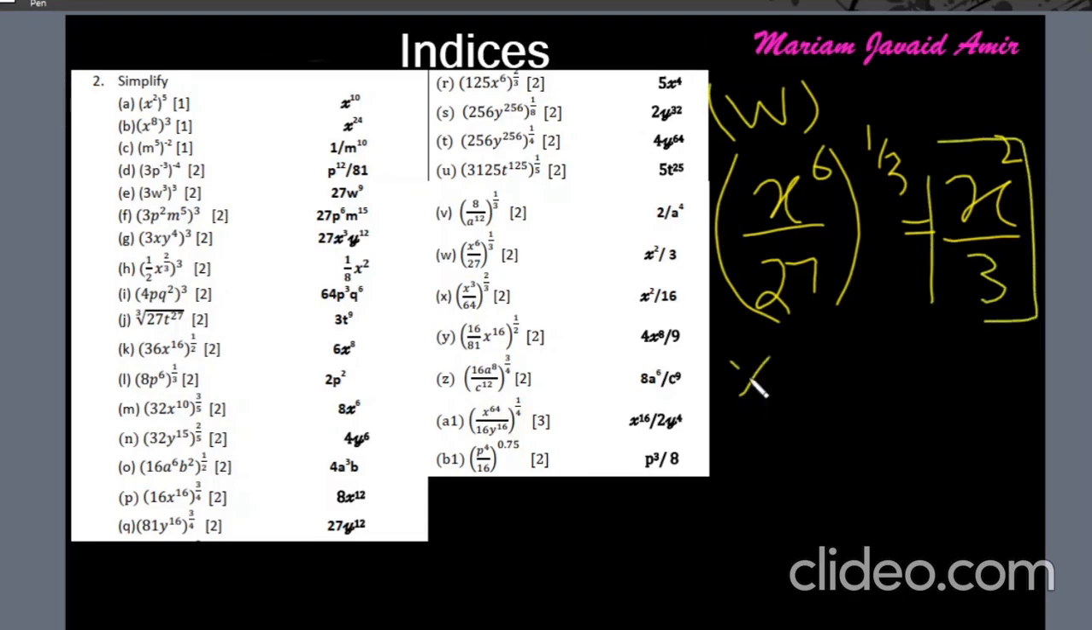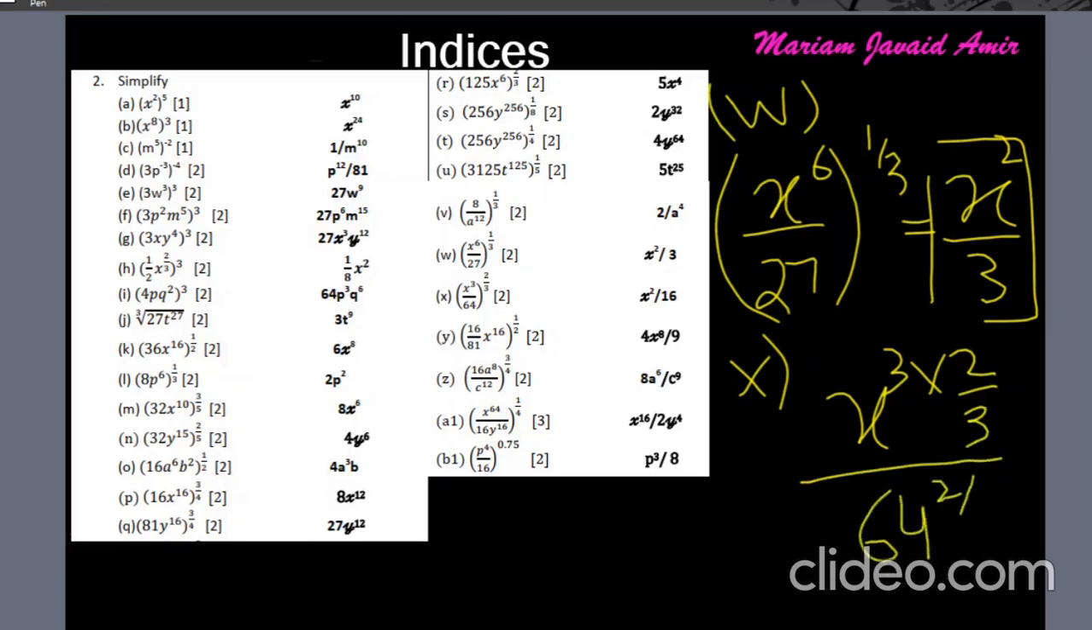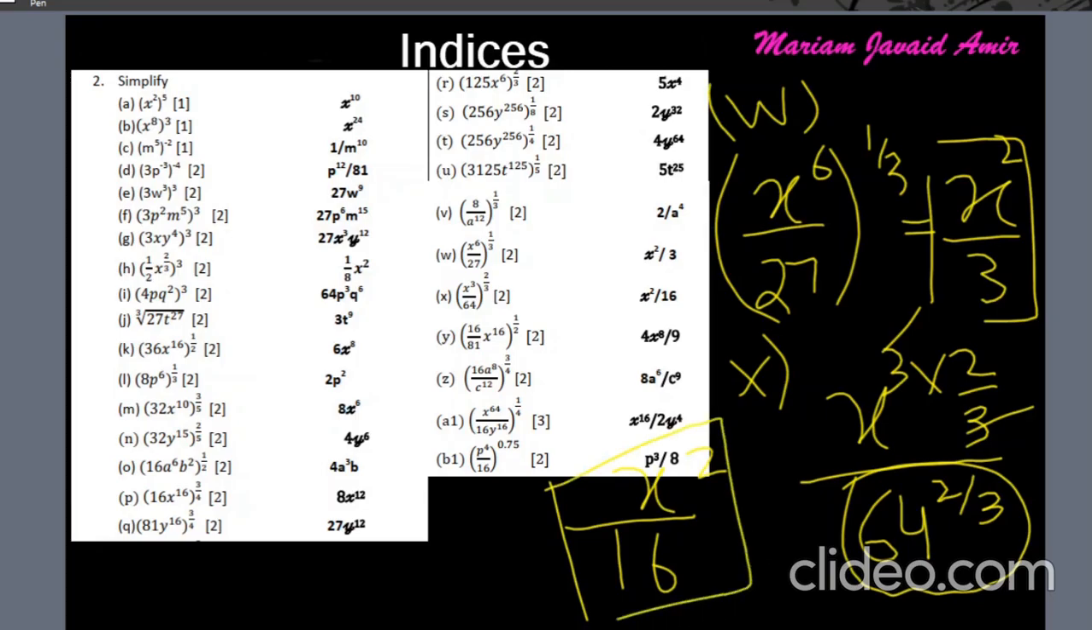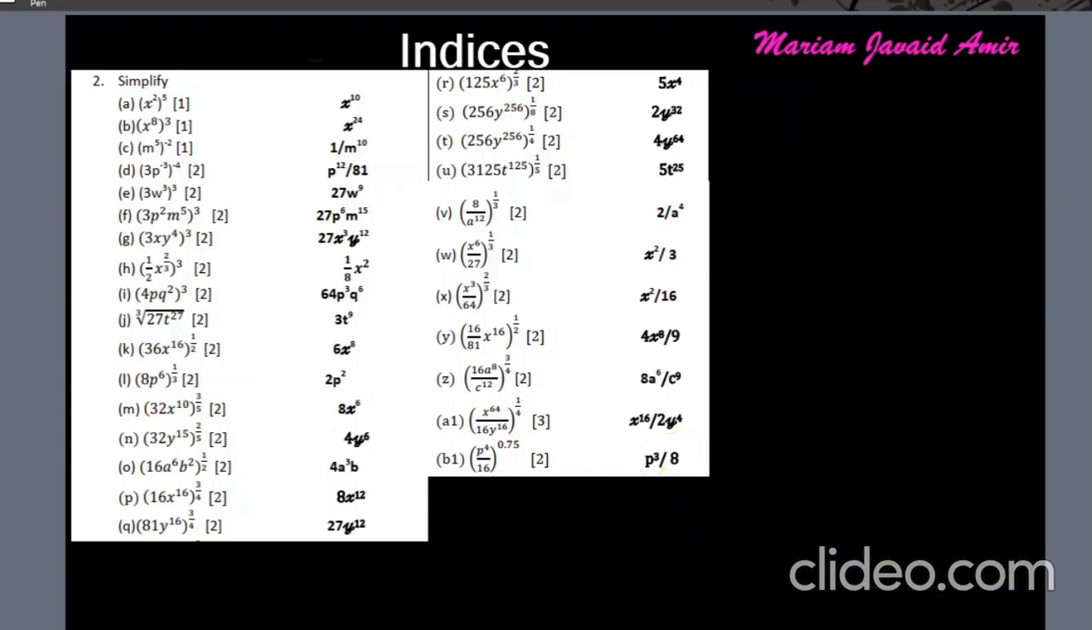Part X is x^3 by 2. I'll directly open the brackets. Sorry, x power 3 times 2 by 3, and then 64 power 2 by 3. So in your calculator you'll enter 64 power 2 by 3, or mentally you'll first find cube root of 64, which I believe is 4, and then 4 squared is 16, so we get 16 in the numerator and x squared. This is part X. Part Y is more or less the same.